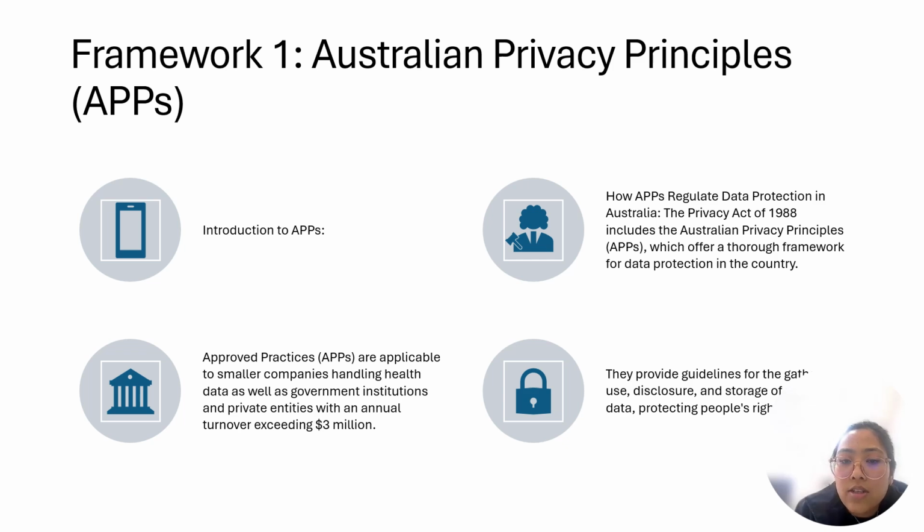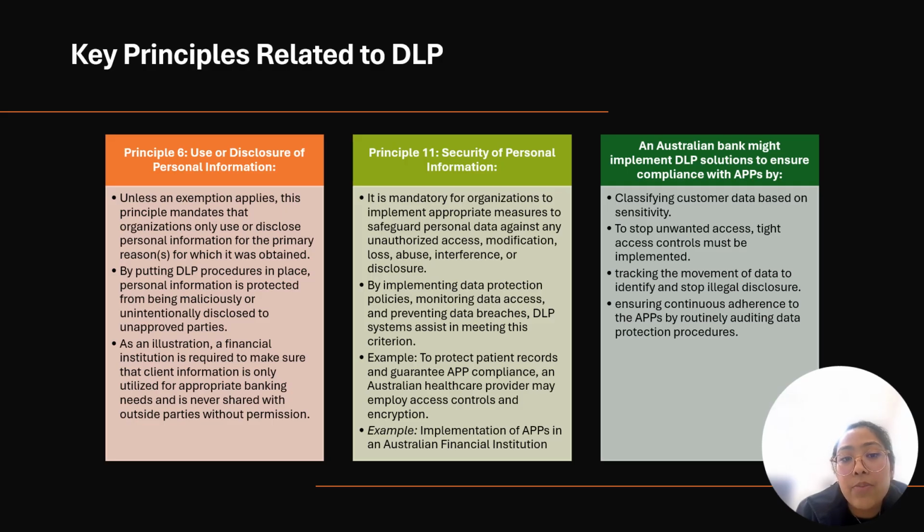Moving to the next slide, I have the key principles related to DLP. First one is Principle 6, which restricts personal information so that it can be used only for the purposes it was intended for. For example, an Australian financial institution might use it for that. Second one is Principle 11, security of personal information, which is mandatory for the organization. And the last one is something an Australian bank might implement.